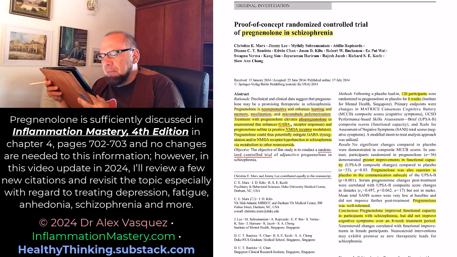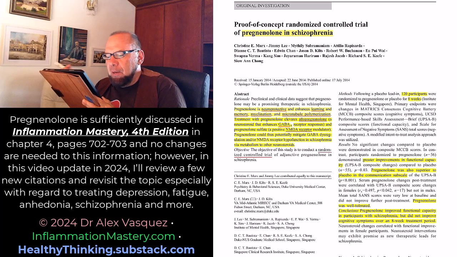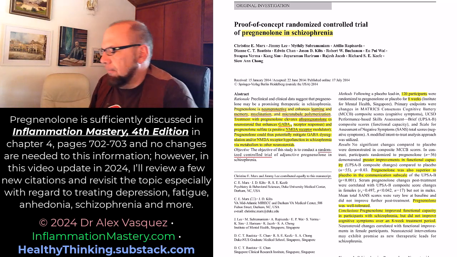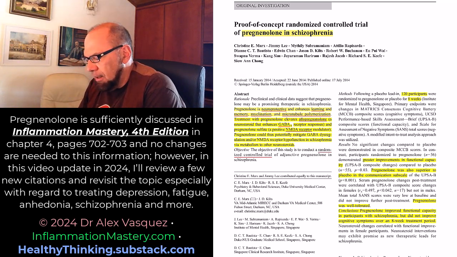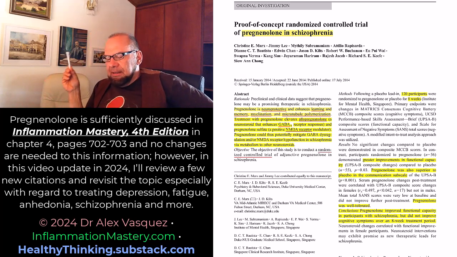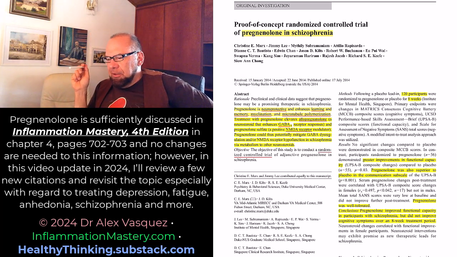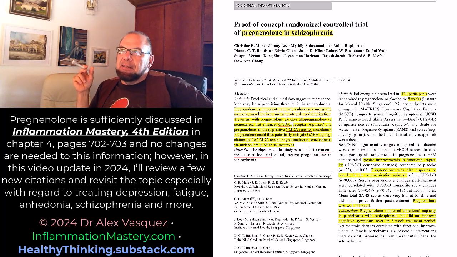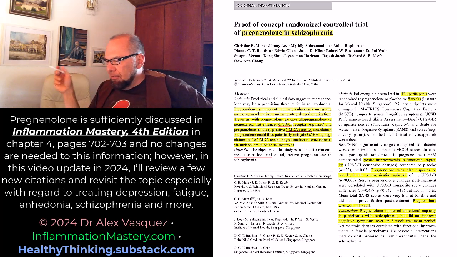Pregnenolone could thus potentially mitigate GABA dysregulation and/or NMDA receptor hypofunction in schizophrenia via metabolism to other neurosteroids. And like I said, it goes downstream from there. So this again is a randomized placebo-controlled study that's modern. A lot of the studies, for example, that I cited in the book were published back 70 years ago, 1950s and things like that, in the treatment of rheumatoid arthritis specifically.